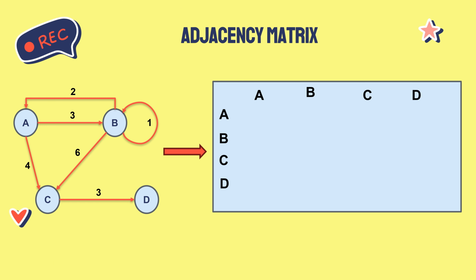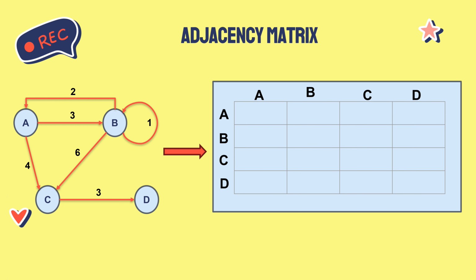Next we talk about the adjacency matrix. An adjacency matrix is a 2D array, where each row and column corresponds to a node in the graph. The value at a given cell i, j tells us whether there is an edge from node i to node j. Here's how it works. If there is an edge from node i to node j, we place a 1 in the cell. If there is no edge, we place a 0 in the cell.